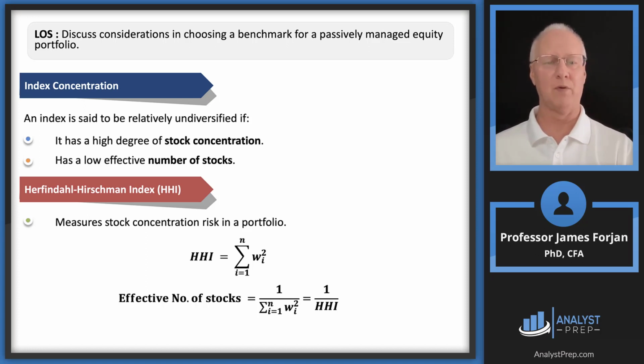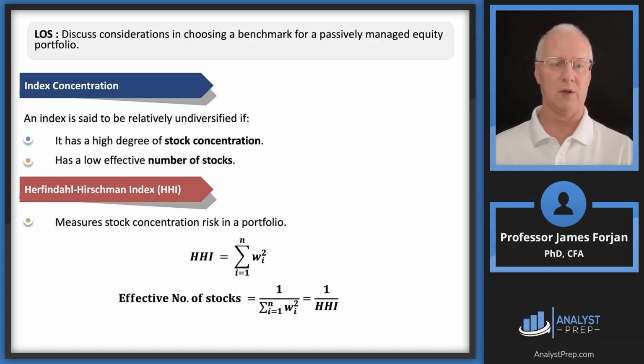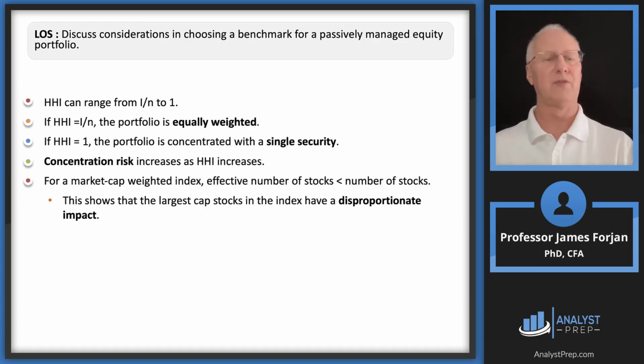managing passive portfolios. So there's a good old formula down there. Notice that the LOS doesn't ask us to compute the HHI. It just asks us to discuss some considerations. But I would know that HHI formula. It's just the sum of the weights squared. You've got to square them. And we have an example here in just a second. And then the second part is probably the most likely question there, the effective number of stocks.